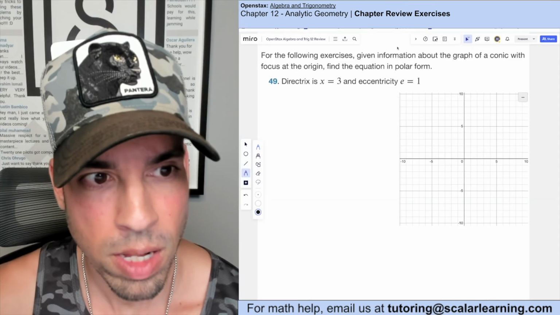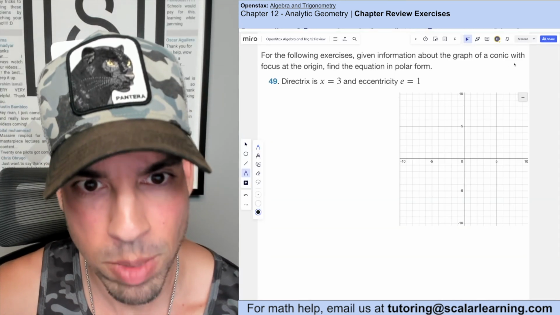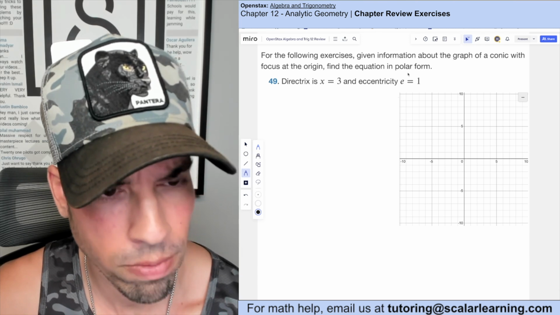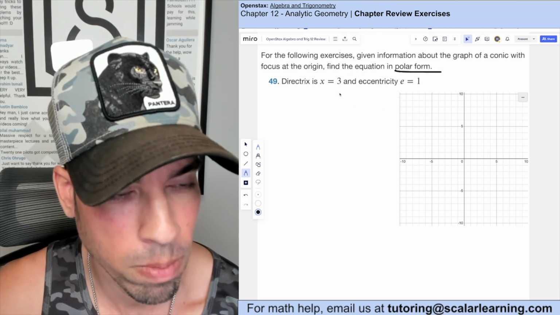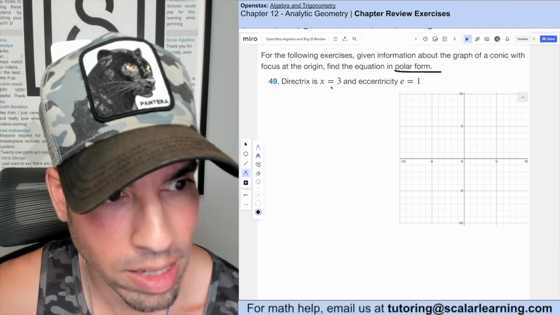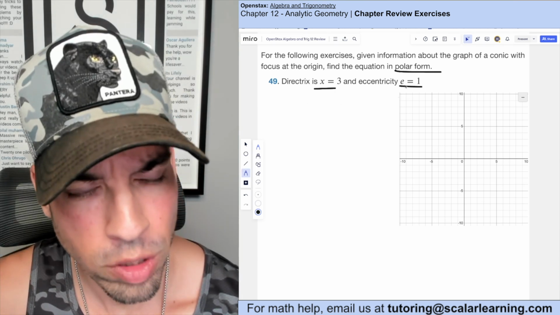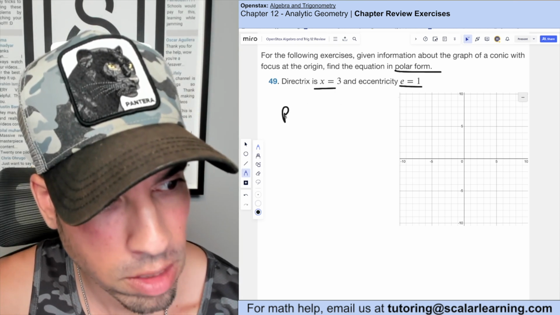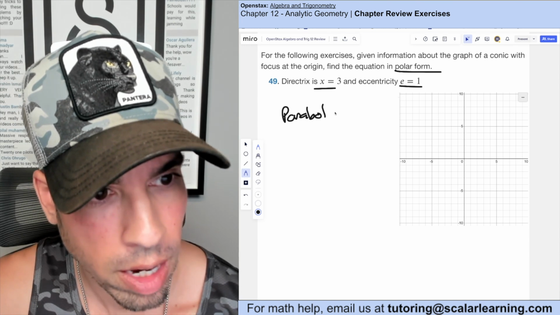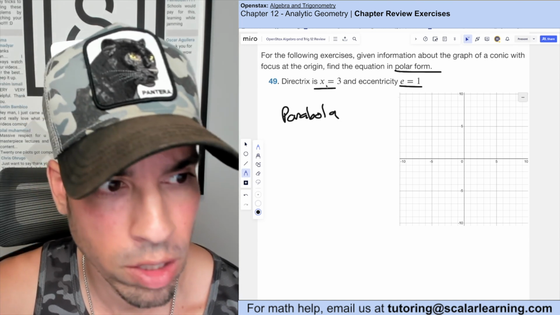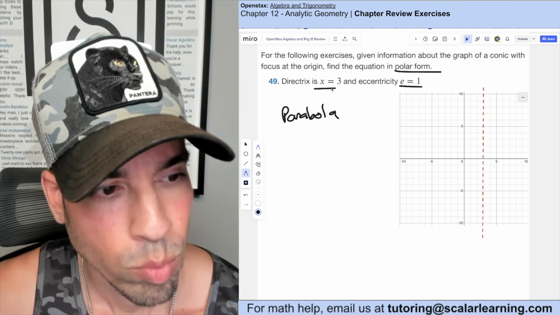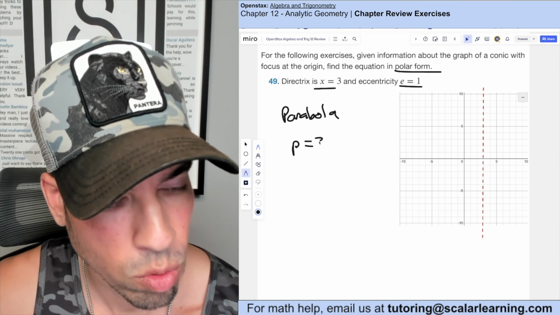Done. For the following exercises, given information about the graph of a conic with focus at the origin, find the equation in polar form. All right, so we got a directrix at x equals 3 and eccentricity of E is equal to 1. So with eccentricity of 1, we know that this has to be a parabola. And if we know that we've got a directrix at x equals 3, we know that our p value is going to be 3 as well.